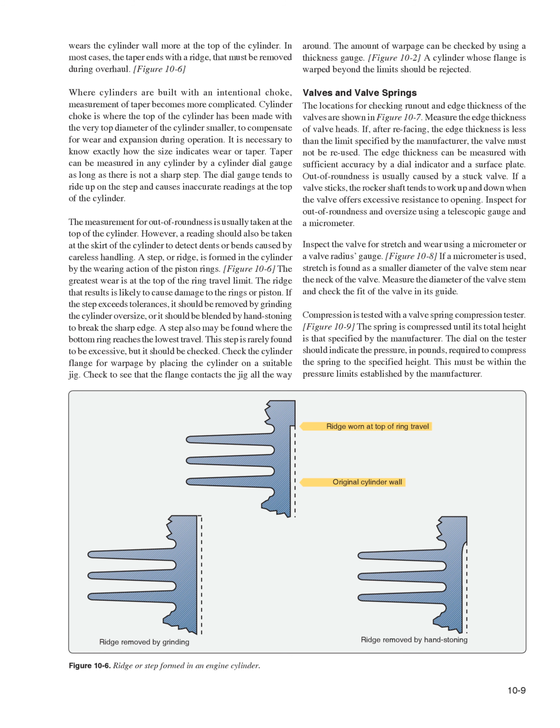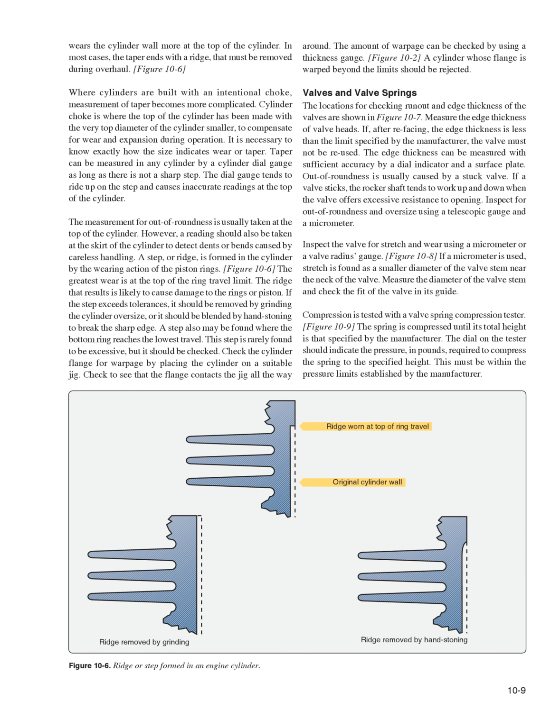Figure 10.6, the greatest wear is at the top of the ring travel limit. The ridge that results is likely to cause damage to the rings or piston. If the step exceeds tolerances, it should be removed by grinding the cylinder oversize, or it should be blended by hand stoning to break the sharp edge. A step also may be found where the bottom ring reaches the lowest travel. This step is rarely found to be excessive, but it should be checked.